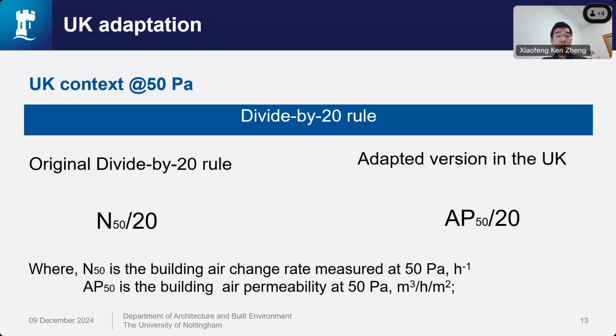However, due to variation in building materials, sizes, and forms, leakage characteristics can differ significantly across structures. Therefore, applying this kind of ratio directly in the UK context may lead to inaccurate results and should be reconsidered.